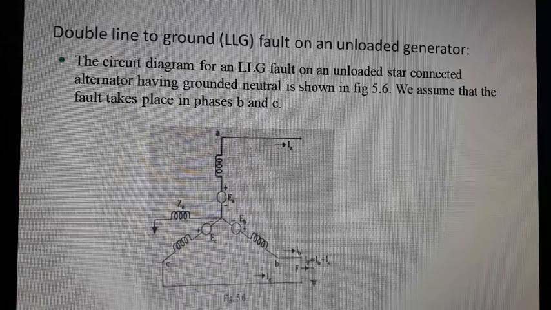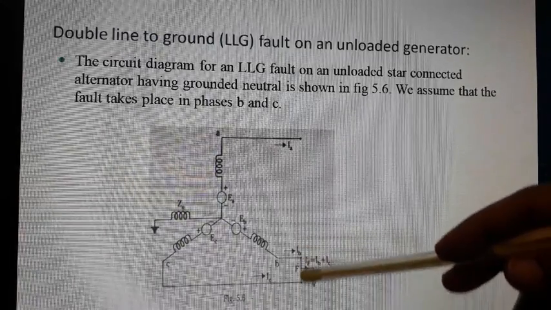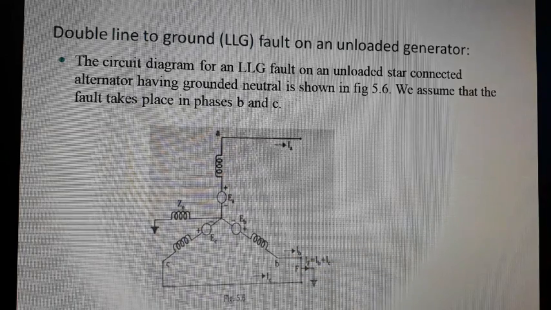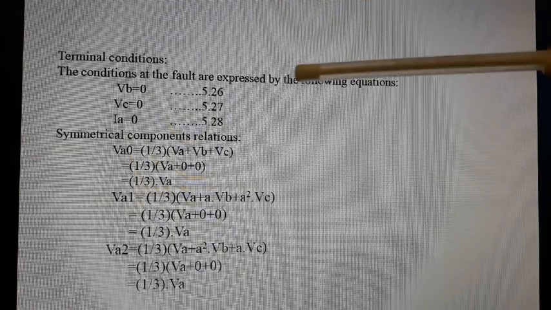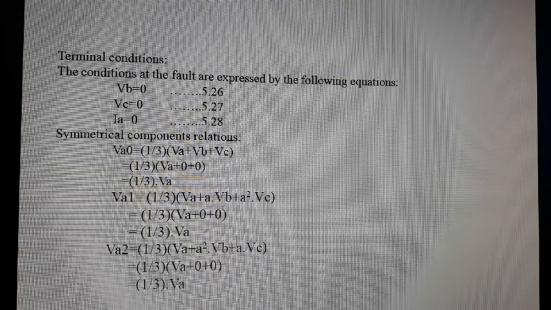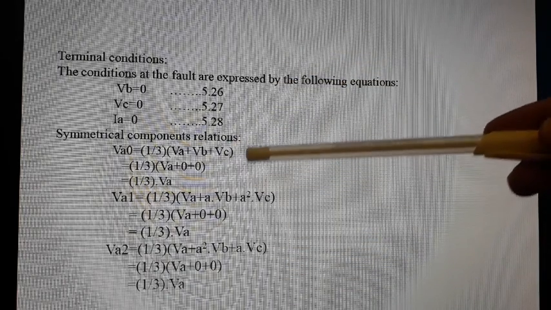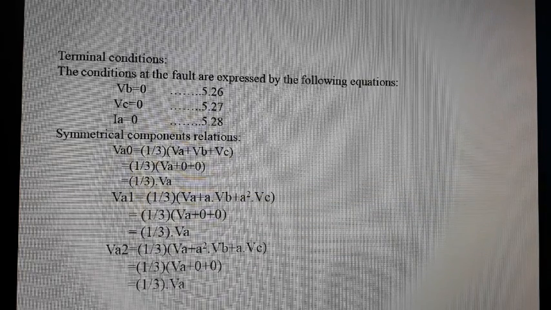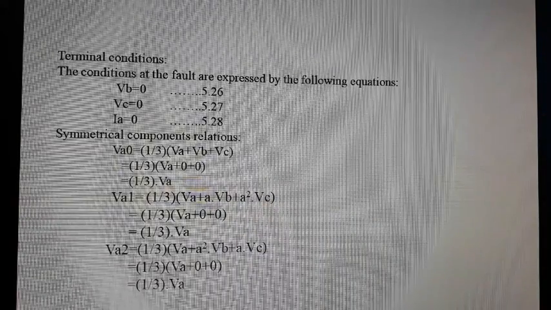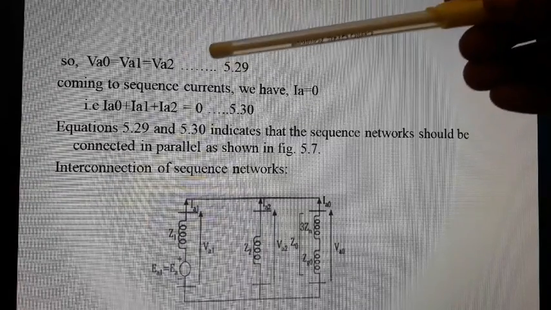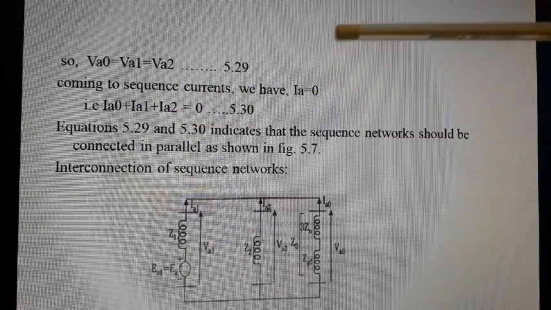Now the double line to ground fault, another condition after the line to line fault. Here the two lines we are considering are B and C, and they are grounded. The terminal conditions are VB is equal to 0, VC is equal to 0 and IA is equal to 0. Using these terminal conditions, we substitute in the symmetrical components of voltages. We get VA0, VA1 and VA2 all equal to 1 by 3 VA. So VA0 is equal to VA1 is equal to VA2, and IA0 plus IA1 plus IA2 is equal to 0, because IA is equal to 0.